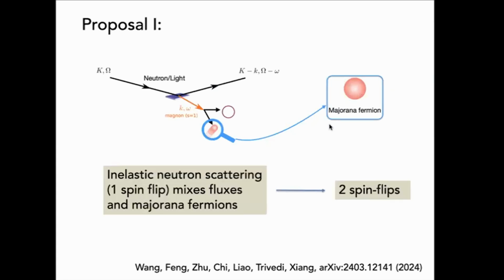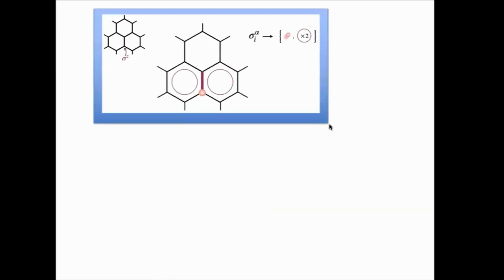Okay, so let's try to understand here why two spin flips is creating something sharp. What is the main idea there? So the main idea is, let's say you bring a neutron which interacts with the system, and in a one spin flip process, you create basically a combination of fluxes and the Majoranas. So it is mixing up both of these degrees of freedom. But what I'm going to show you is that when you do two spin flips, it has this ability.